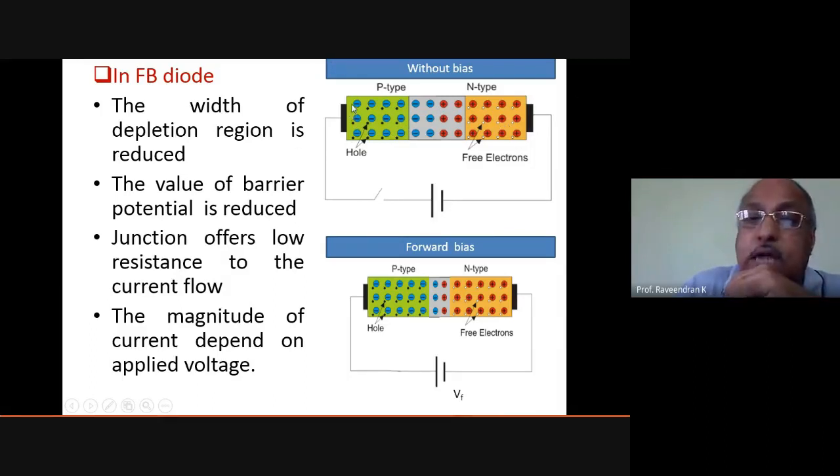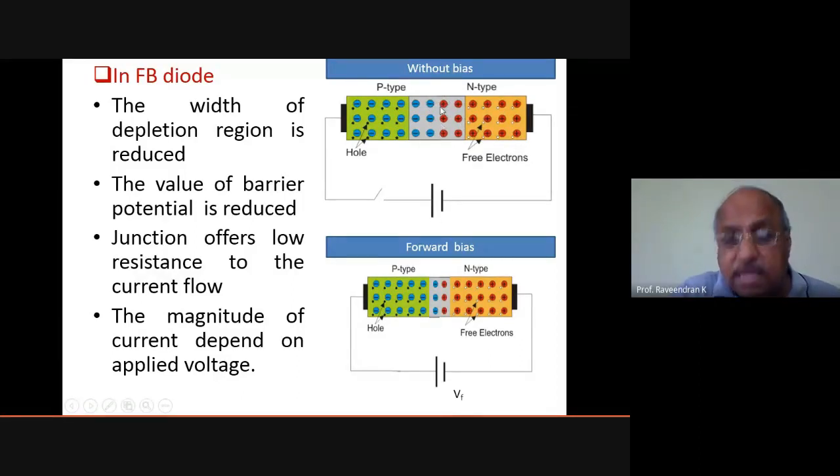So it starts conducting current through this direction. The width of the depletion region is getting reduced, the value of the barrier potential is getting reduced, and the junction offers low resistance for the current flow. At this particular condition, when the applied voltage increases above the depletion region voltage, that is the barrier potential, then it starts conducting and the junction offers very little resistance for the flow of current.